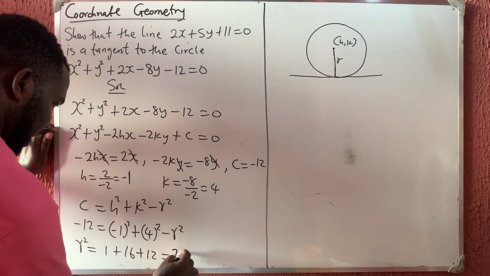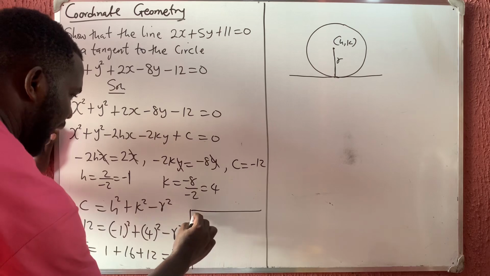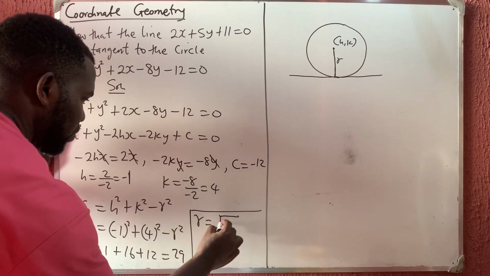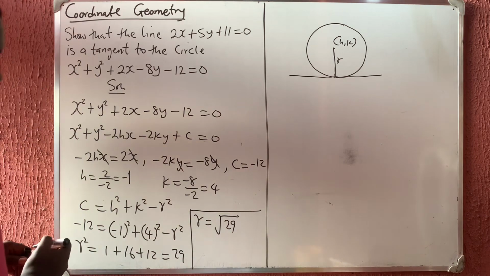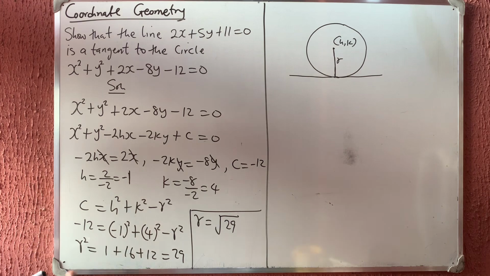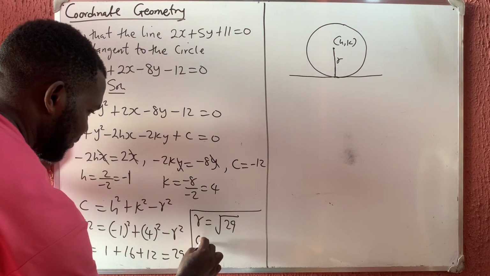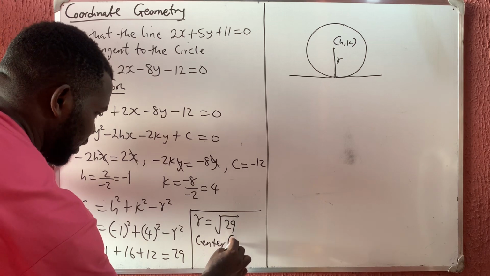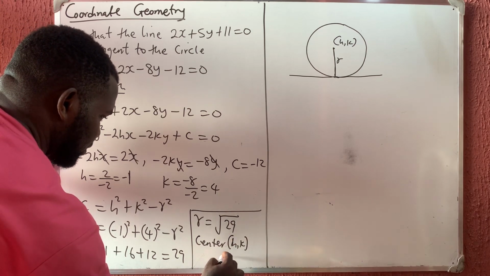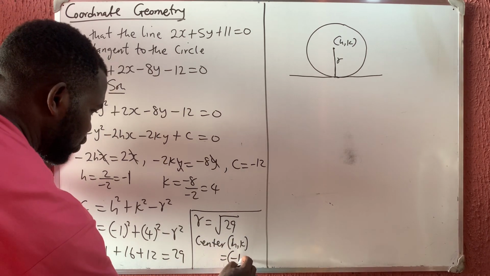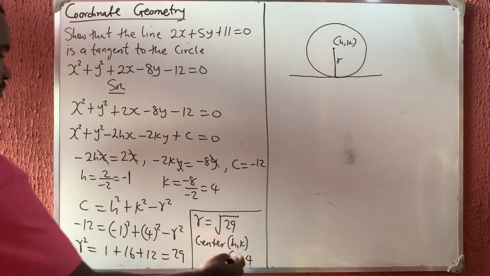Okay, 29. So if you look at this, you see that r itself will now be the square root of 29. So we have gotten the radius as the square root of 29, and the center, which is h comma k, we got it as minus 1 comma 4.